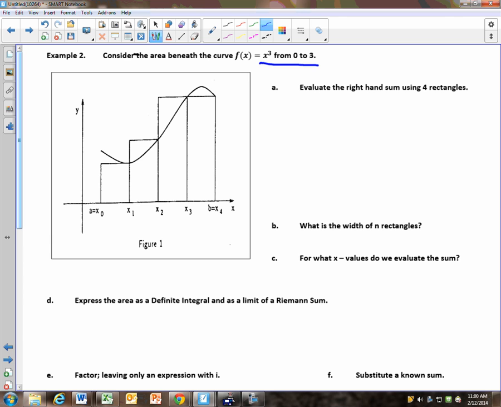We're going to do x to the third from 0 to 3. We're not going to do the first 4 rectangles. We're just going to start with the width. If you remember, to find the width, you did b minus a over n, which is 3 over n. Piece of cake, upside down.